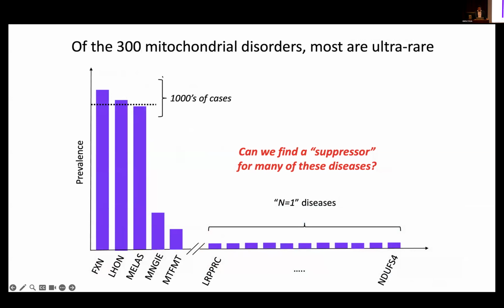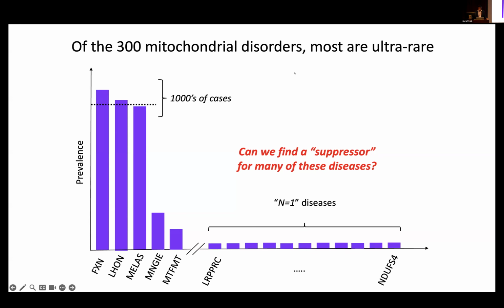Of the 300 monogenic forms of mitochondrial disease, a few of them are common, meaning there's at least 1,000 cases in the United States you can identify. And that's an important number because if you want a biotech company or a pharma company to develop a drug, you really need to have at least 1,000 patients that you can point to before they'll do so.